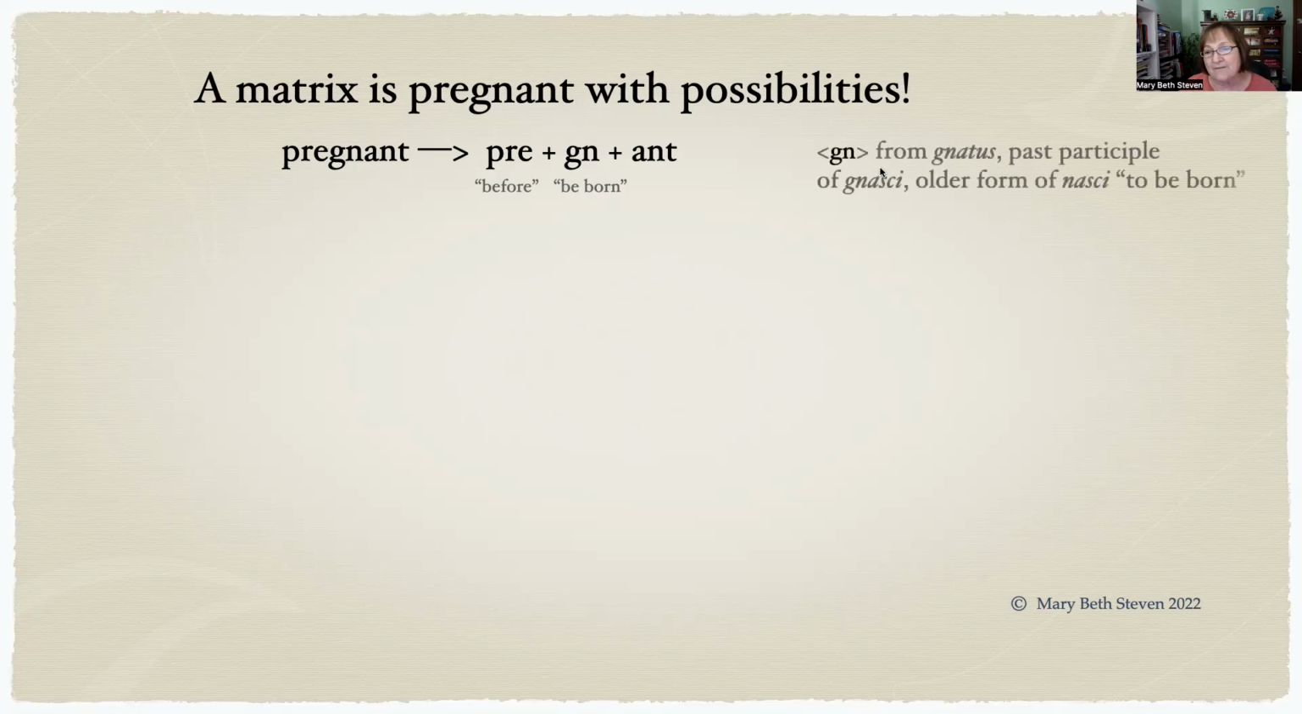Well, if I look at Etymonline, it's such a great site. I encourage you to go there. On Etymonline, I find that this GN is from this word, GNATUS, which is the past participle of this word, GNASCI. And GNASCI is an older form of NASCI, to be born. So newer form, older form. But still, how am I able to pull the GN off of these two forms?